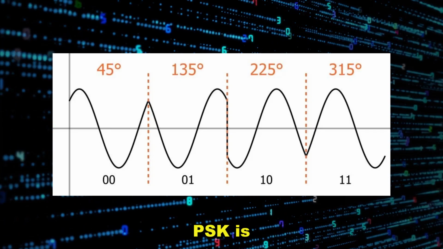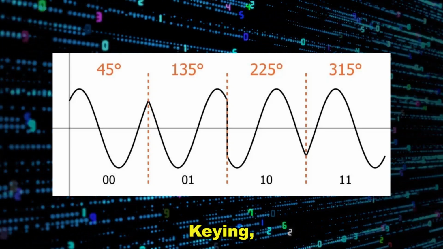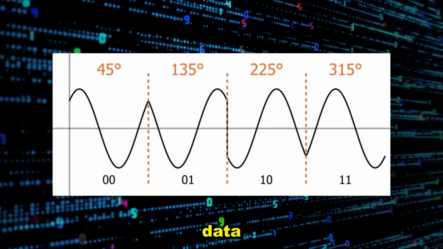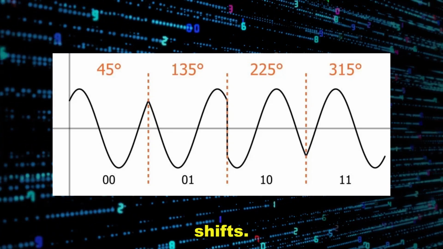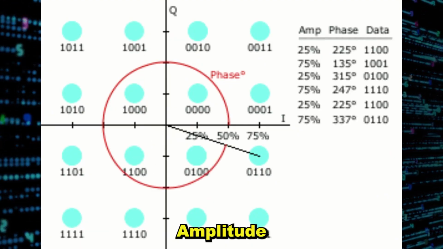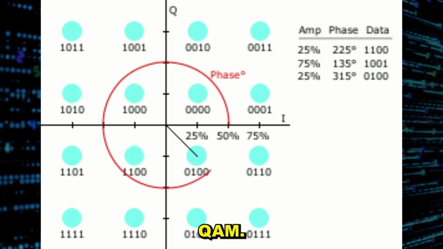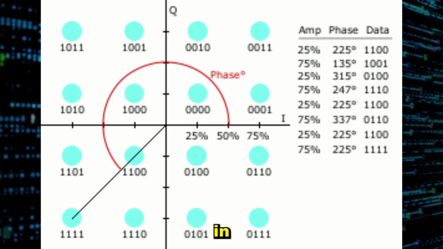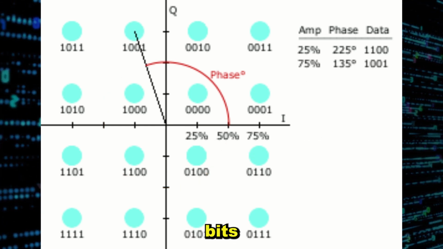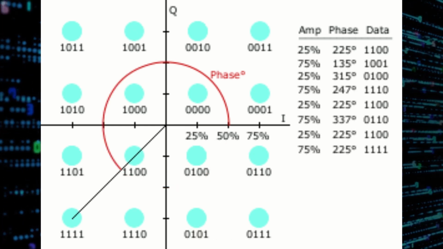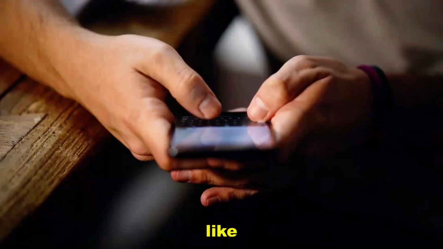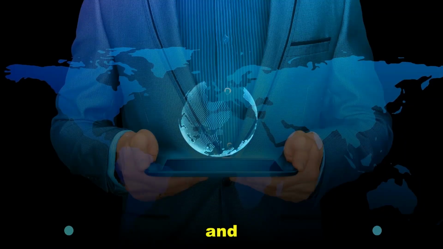A special type of PSK is quadrature phase shift keying, or QPSK. In QPSK, each symbol represents 2 bits of data by using 4 different phase shifts. This allows more data to be sent efficiently. Lastly, there's quadrature amplitude modulation, or QAM. QAM combines changes in both amplitude and phase to represent data. This method can encode multiple bits per symbol, making it very efficient. These digital modulation techniques are used in many devices we use daily, like smartphones, digital radios, and Wi-Fi.